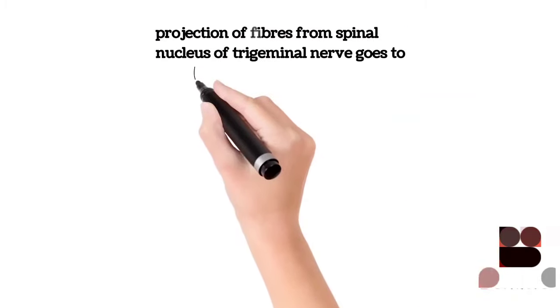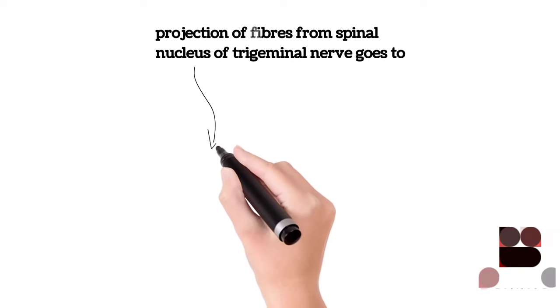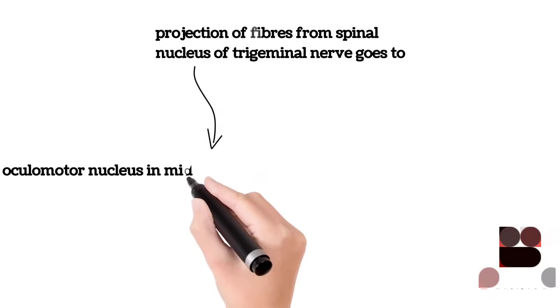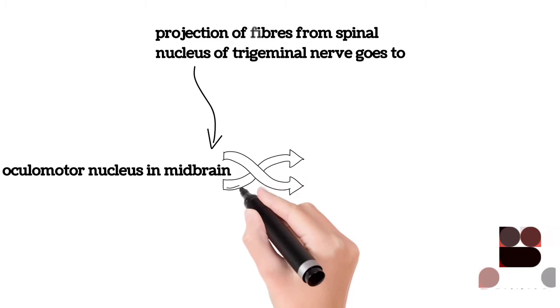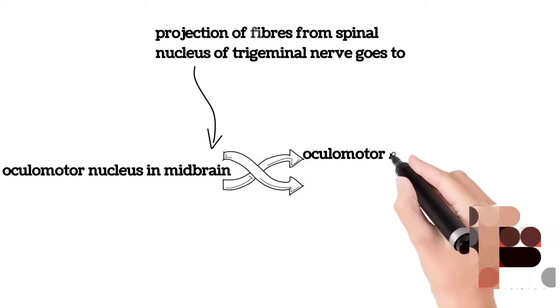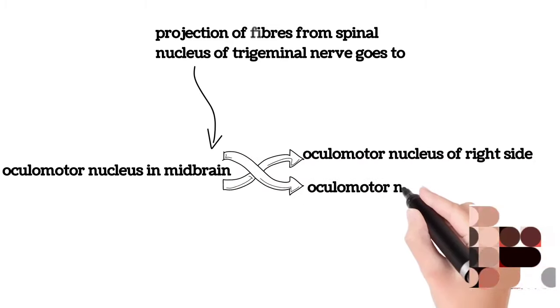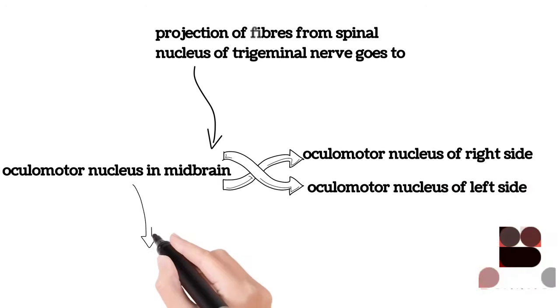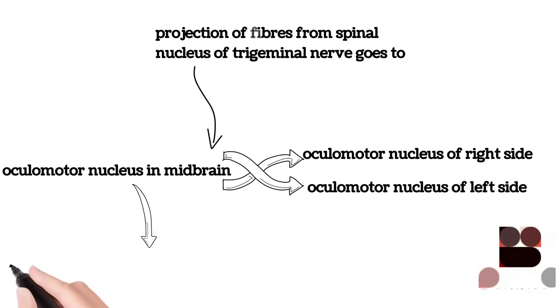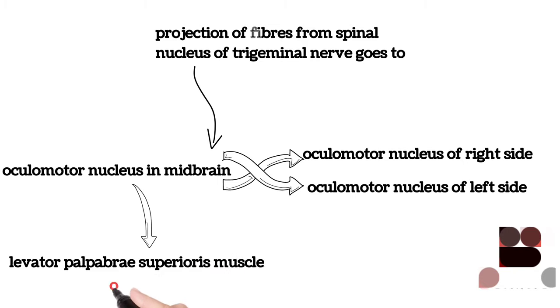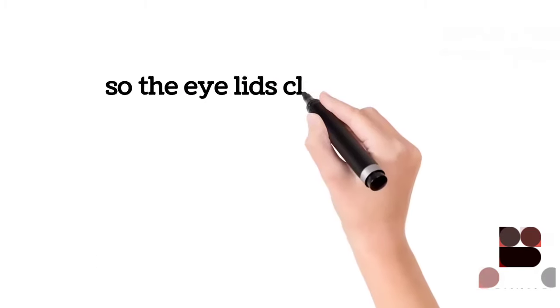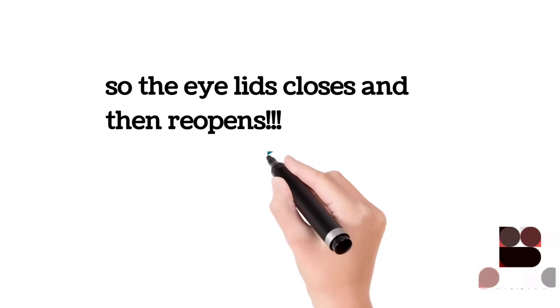The projection of fibers from the spinal nucleus of the trigeminal nerve goes not only to the opposite side as well, but also to the oculomotor nucleus present in the midbrain. That is why the oculomotor nucleus of the right side and the left side will both have those projections, and this will cause the levator palpebrae superioris to contract, which will cause opening of the eyes. So the eyelids close and then reopen.